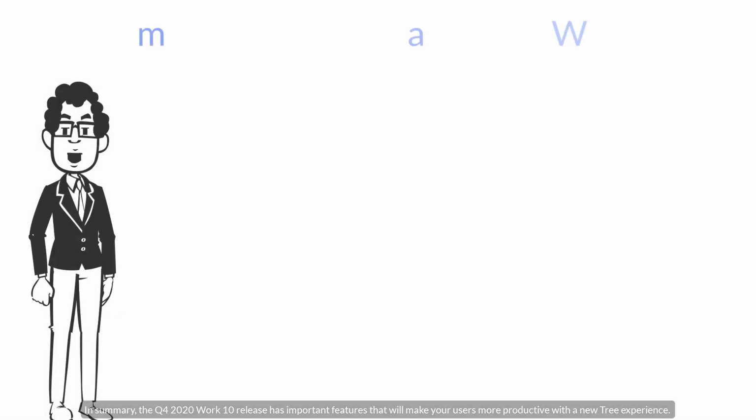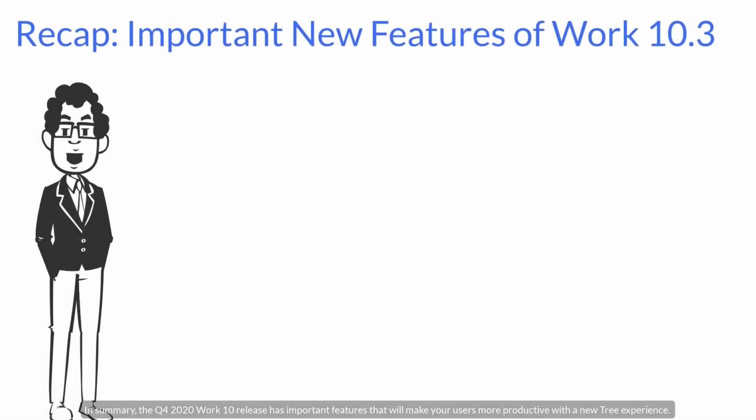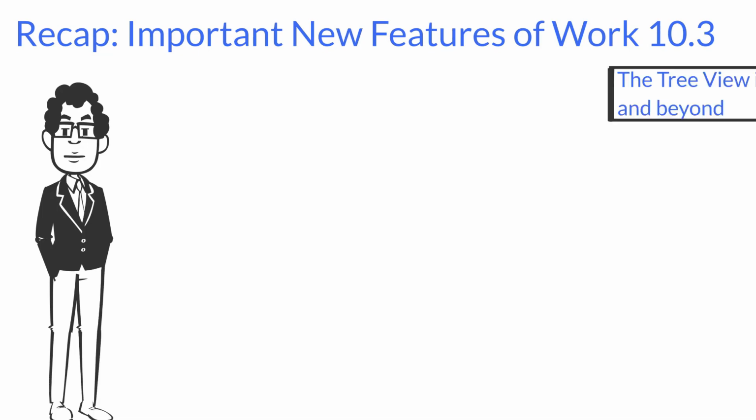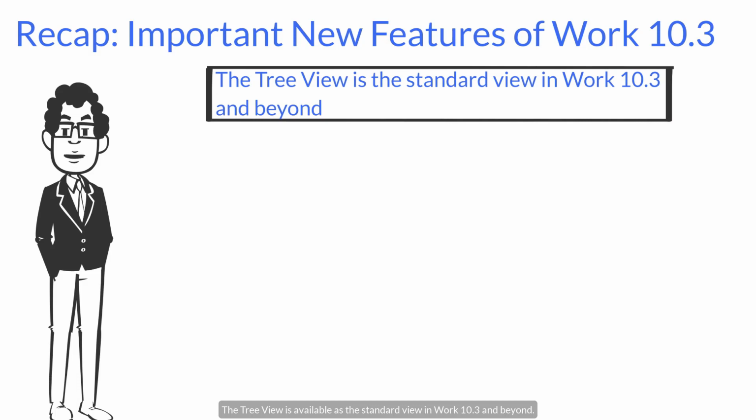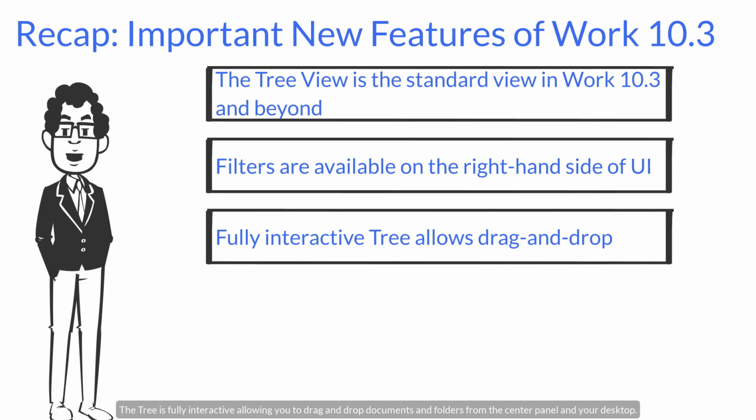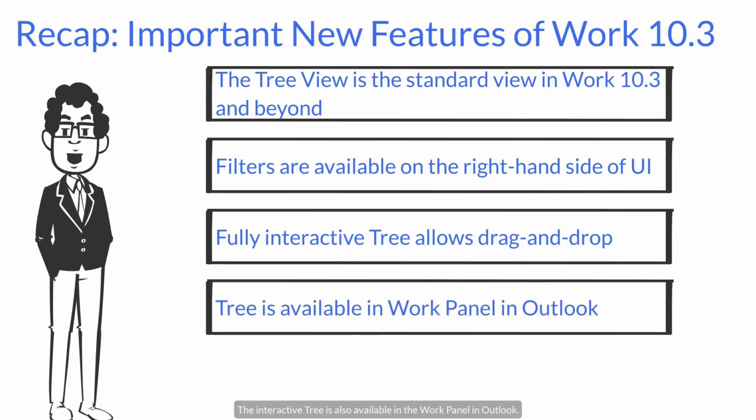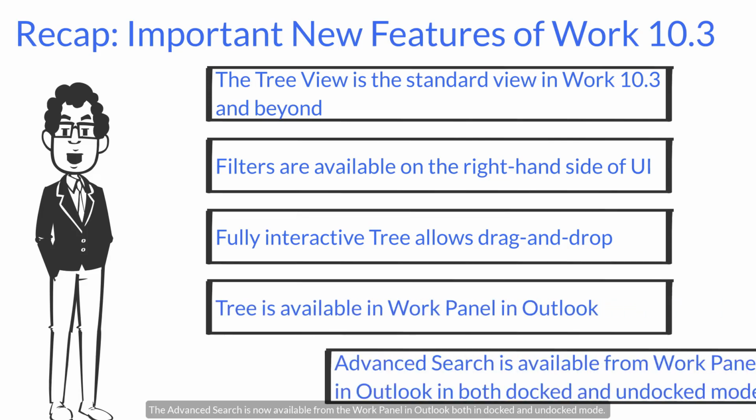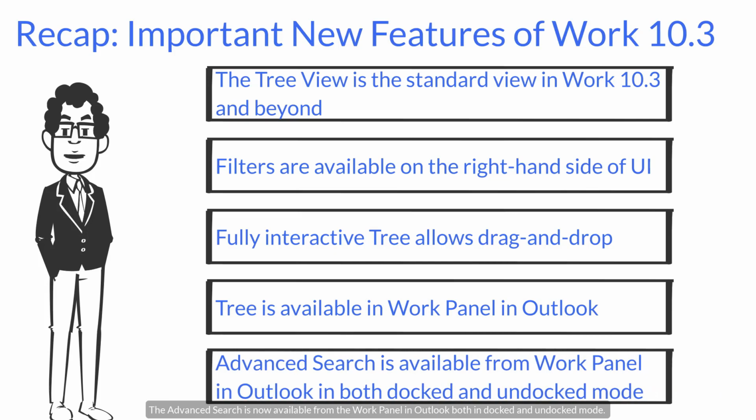In summary, the Q4 2020 Work 10 release has important features that will make your users more productive with a new tree experience. The tree view is available as the standard view in Work 10.3 and beyond. There is a change to the user interface, and the filters are available from the right-hand side. The tree is fully interactive, allowing you to drag and drop documents and folders from the center panel and your desktop. The interactive tree is also available in the Work panel in Outlook. The advanced search is now available from the Work panel in Outlook, both in docked and undocked mode.